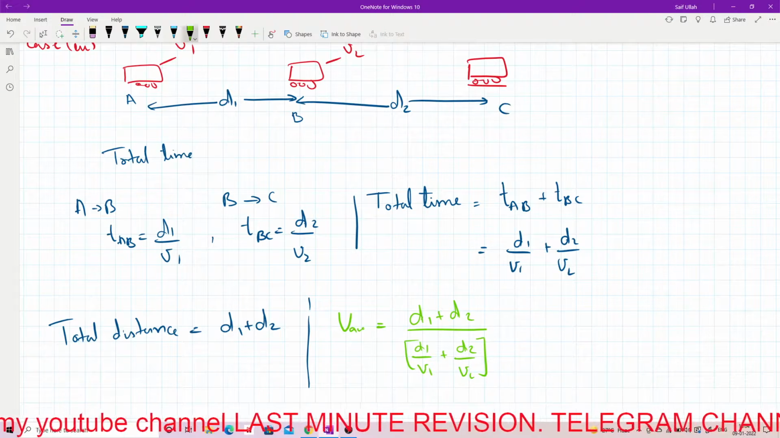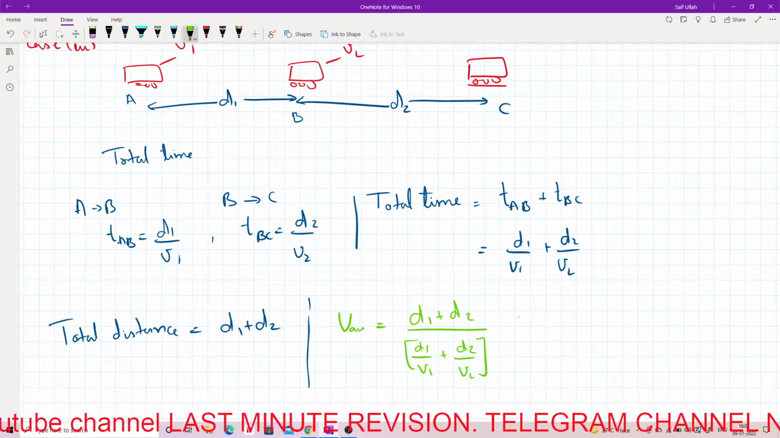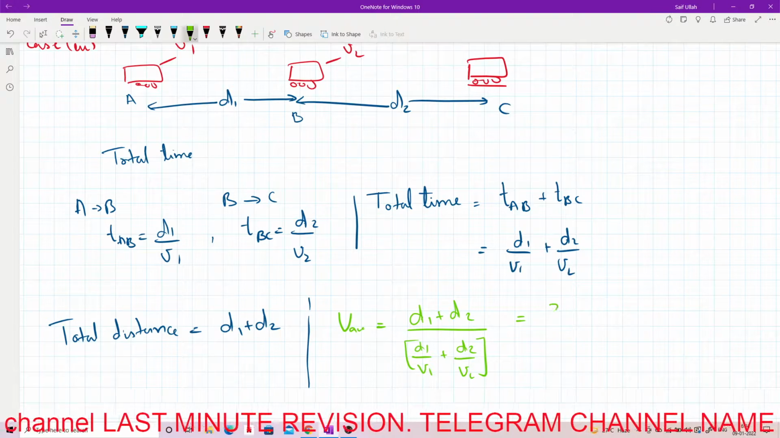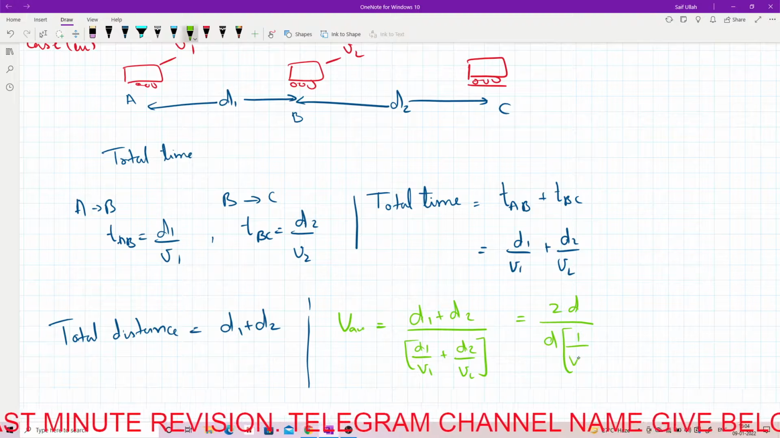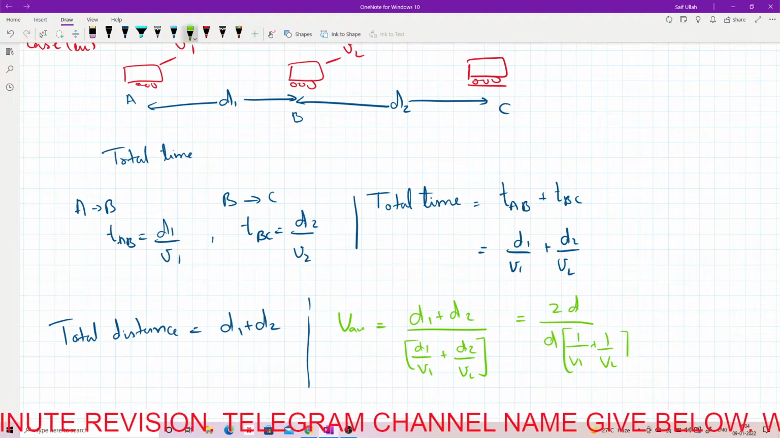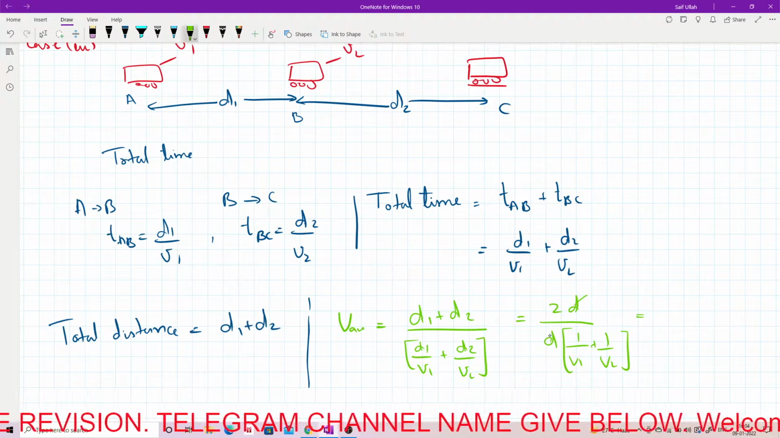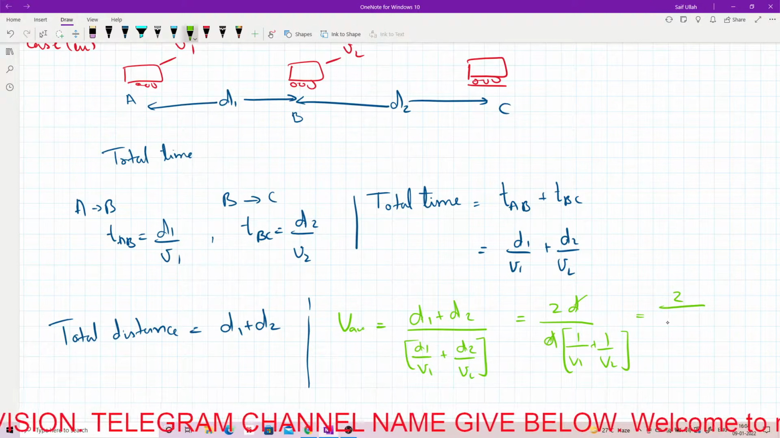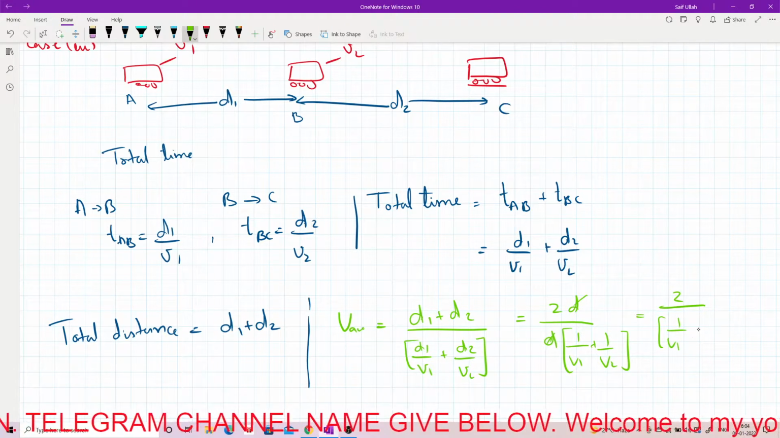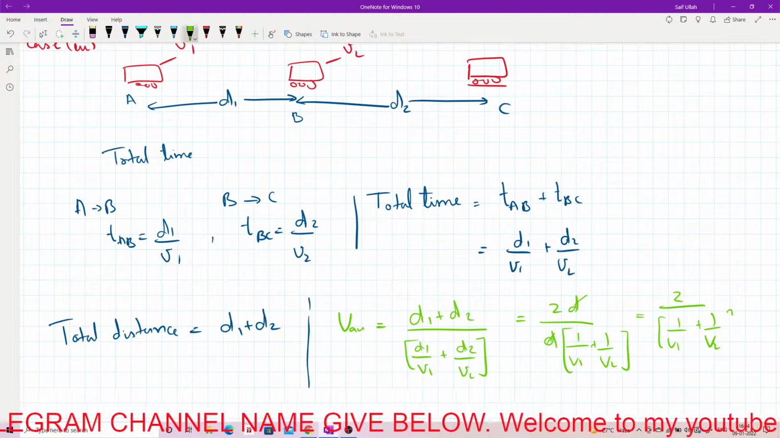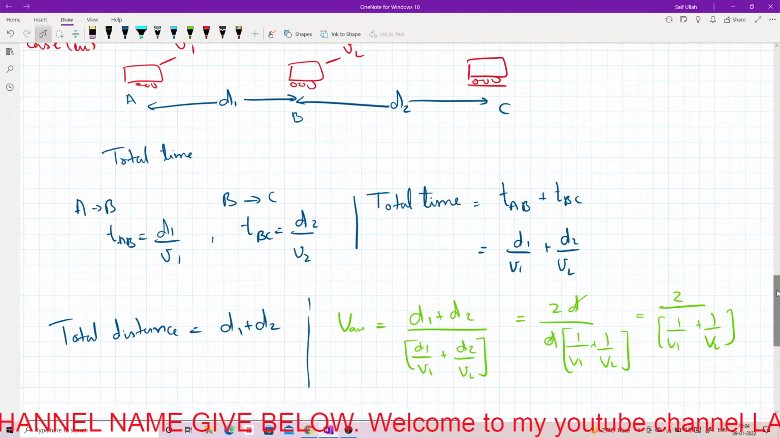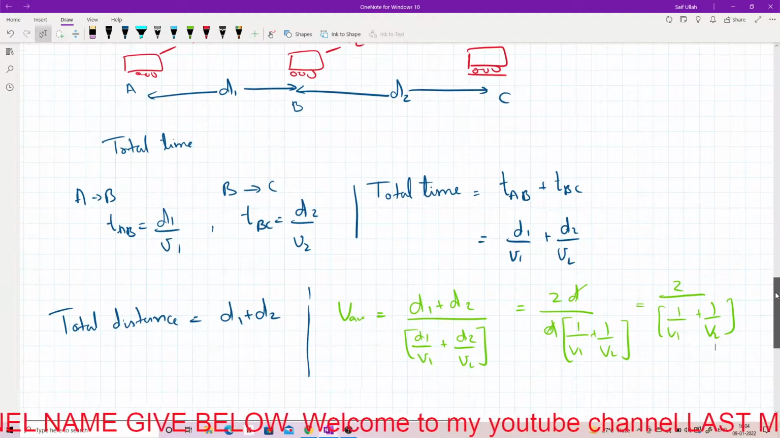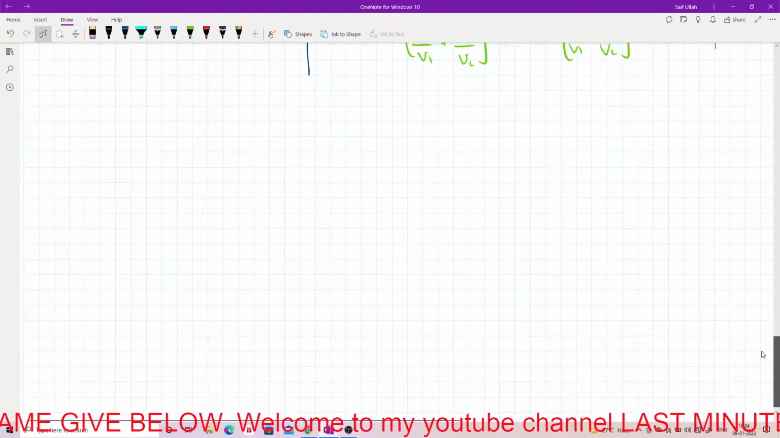As an example, if both the distances are equal, then what will happen? This will become 2d, and here d will become common, 1 by v1 plus 1 by v2. d will get cancelled. 2 by (1 by v1 plus 1 by v2). Now this is the third case, to find average speed.